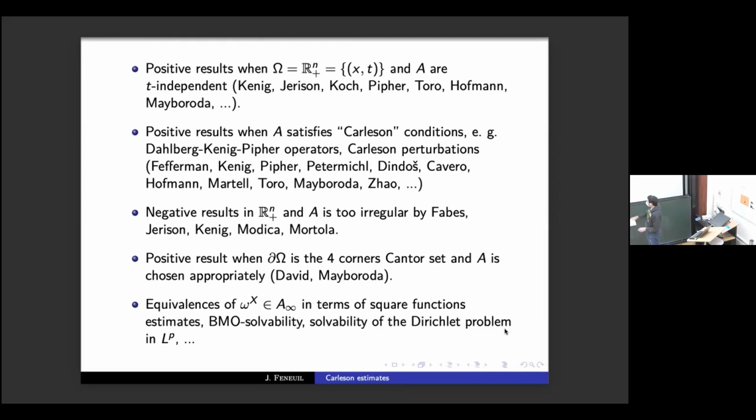Taking the Laplacian as a specific case is important because there exist counterexamples. So we cannot take any operators. You need to be aware that there are some strange cases. For instance, you can have some cancellation between the geometry of the domain and the coefficients. For instance, if you take the four-corner Cantor set, which I said is not uniformly rectifiable, then you can take some coefficient A so that the elliptic measure is actually equivalent to the Hausdorff measure. So it's a very nice case.